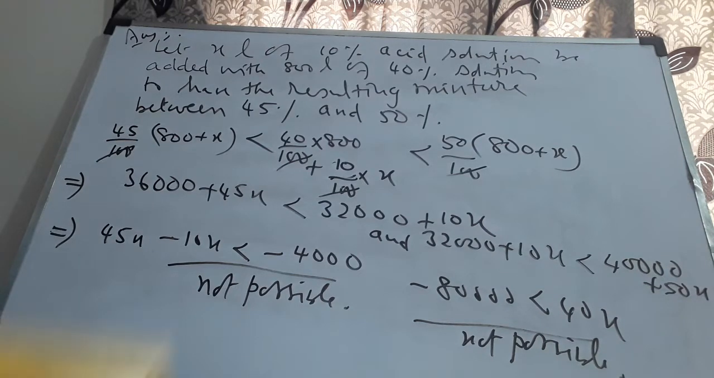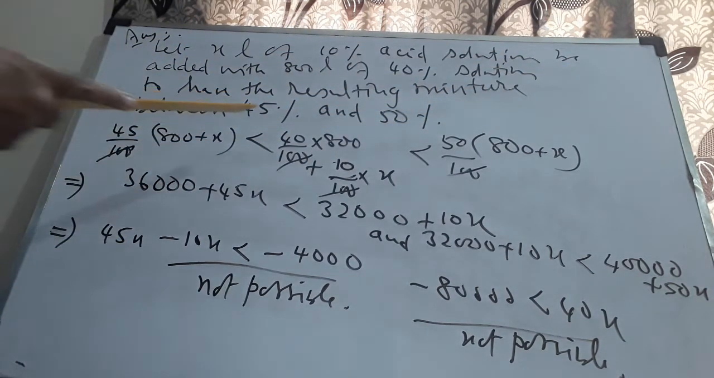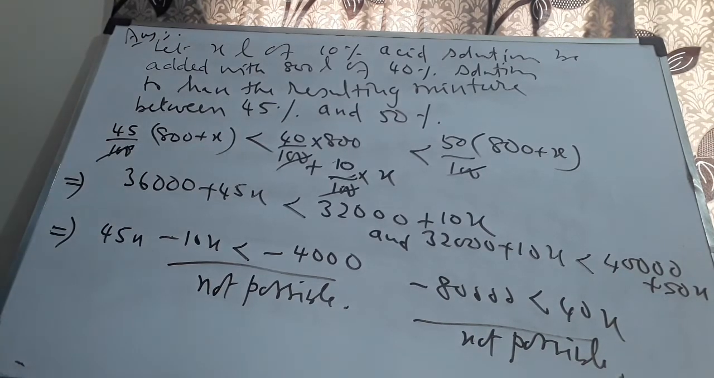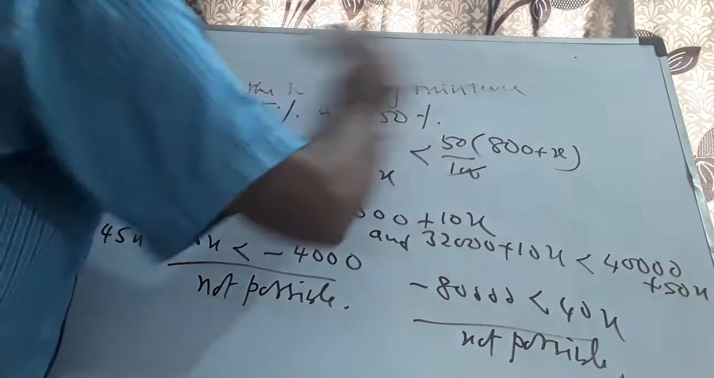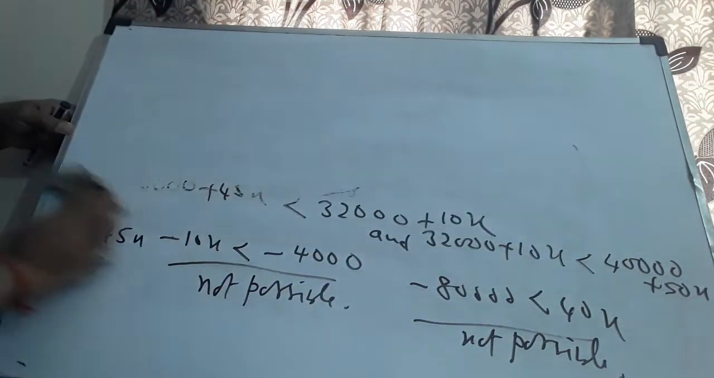Question is not wrong. Whatever may be the amount of 10% acid solution being added, it will never come between 45% and 50%. That is the final conclusion I should give. I should not panic and I should not come to the conclusion that the question is wrong. I think such a question can even be given in competitive examinations also. One of the options A, B, C, D will be not possible. Not possible will be the final answer. I hope it is clear to everybody.